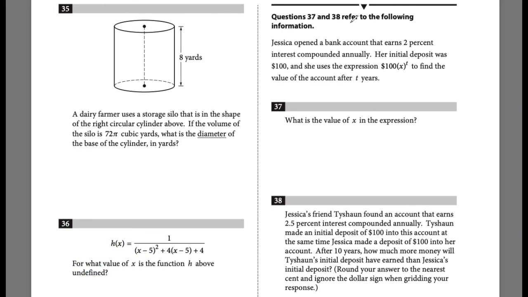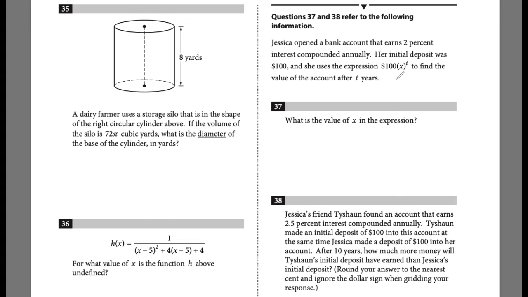Questions 37 and 38 refer to the following information. Jessica opened a bank account that earns 2% interest compounded annually. Her initial deposit was $100, and she uses the expression 100 times x to the power of t to find the value of the account after t years. What is the value of x in the expression?